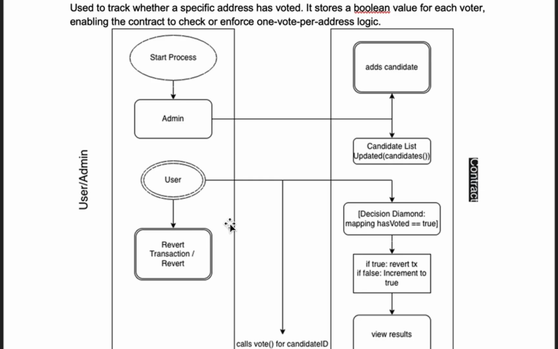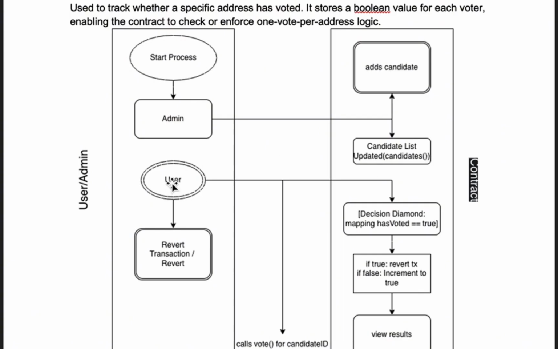This is the logic flow. You will see how we manage two primary roles, the admin and the user. The process begins with the admin. Admin can add candidates that are stored in a candidate list, and we have a boolean mapping as a has voted status to track whether a specific voter has already participated.